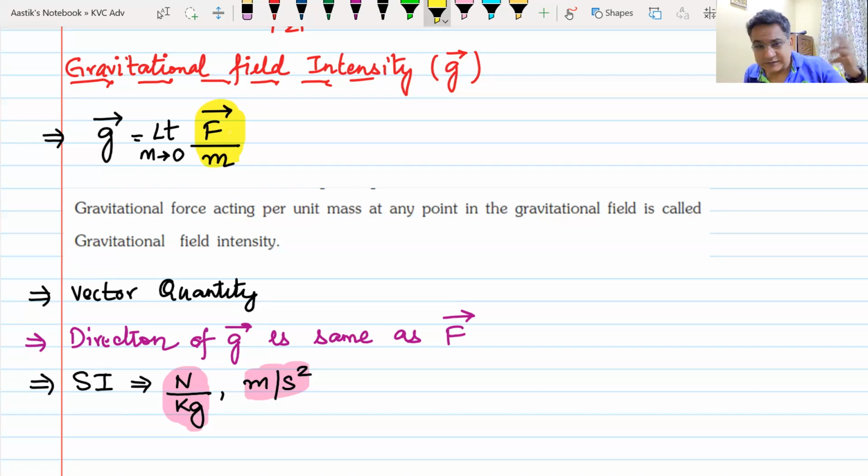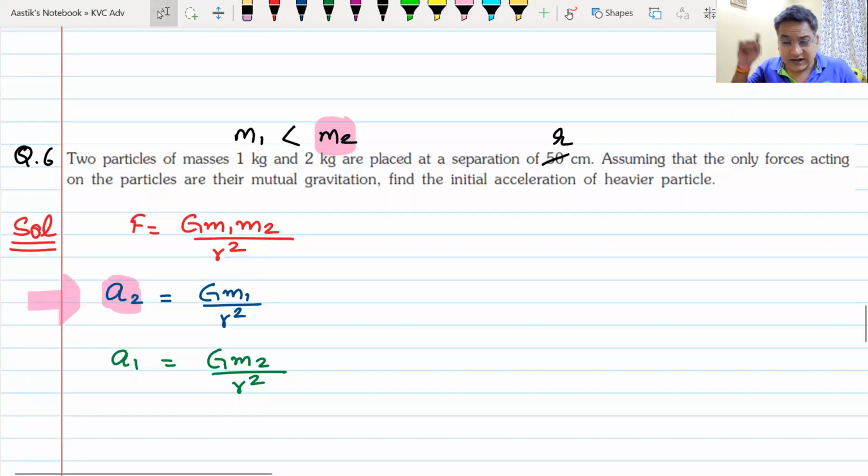Do we understand this? So what we found out in this question was actually not the acceleration, it was the gravitational field produced by M1 and the gravitational field produced by M2. This A2 was the gravitational field produced by M1 on M2, and this A1 was the gravitational field produced by M2 on M1. Basically, we are finding out the gravitational field.